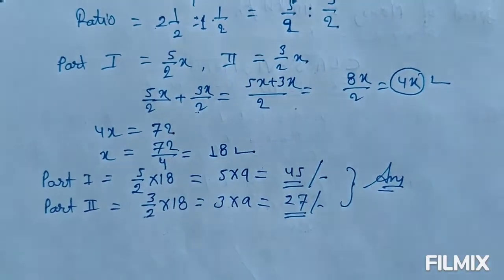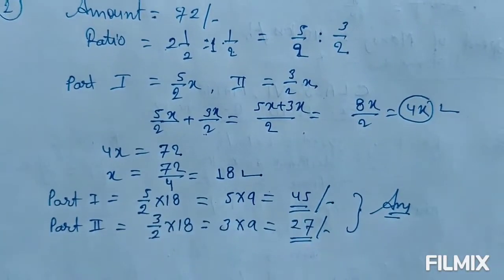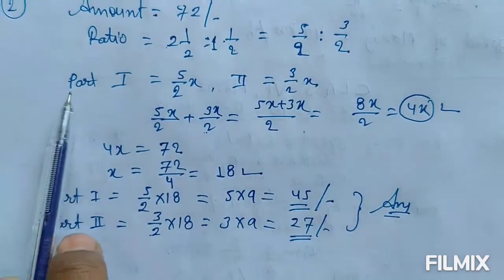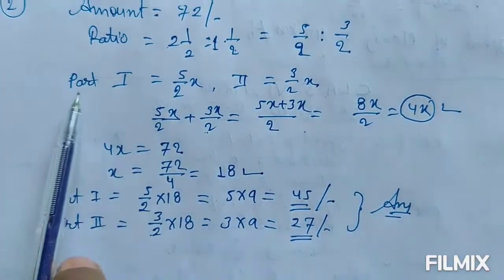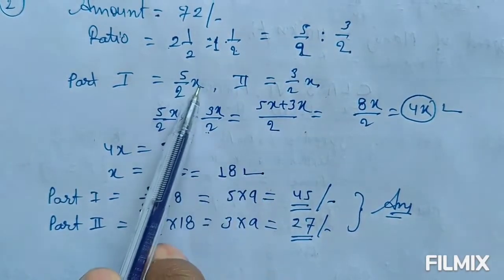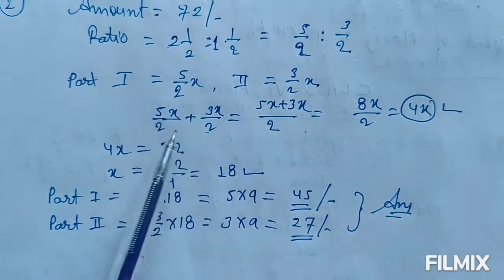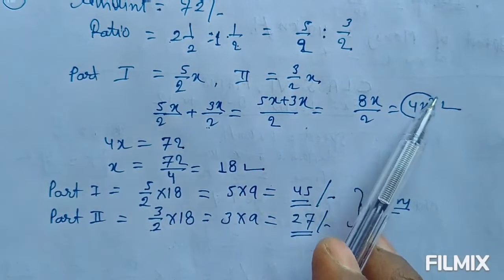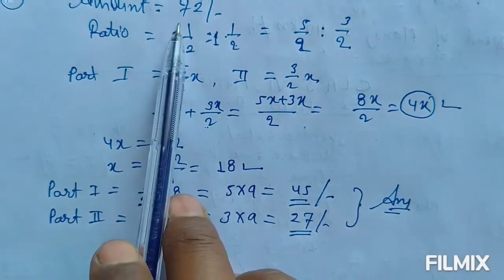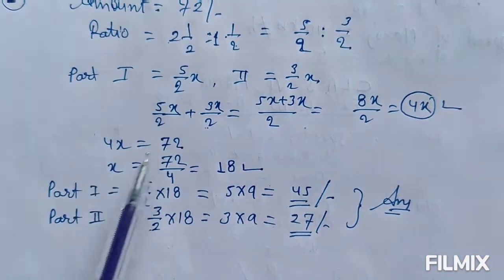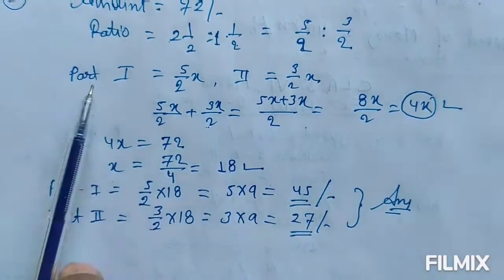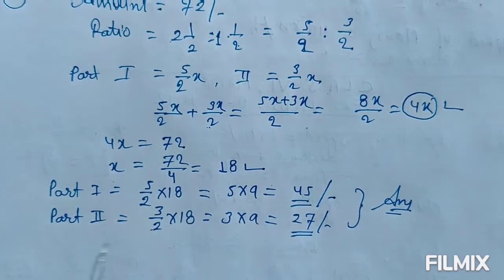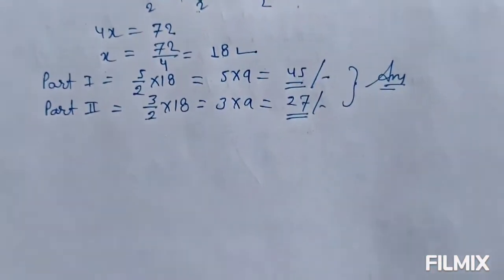Our question was that we have to distribute 72 rupees in this ratio. First of all, we convert the ratio into improper fractions. Then this is the first part, this is the second part. Take x with them. Add both the ratios, it will be 8x/2, means 4x. This is the complete value, and the complete value is equal to 72. It means 4x is equal to 72. The value of x is 18. Put the value of x here and here also. So the first part will be 45 rupees and the second part will be 27 rupees.